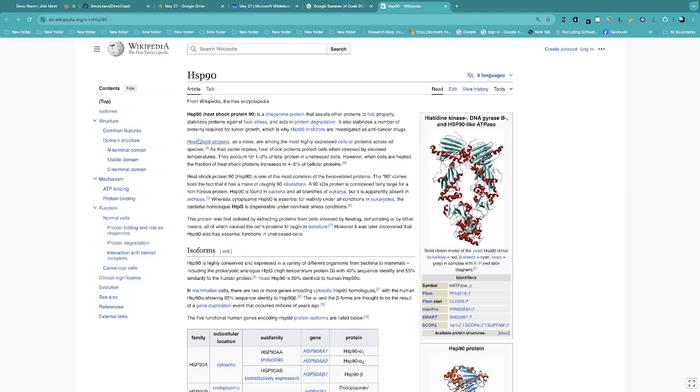This basically talks about heat shock proteins. There's a class of these kinds of proteins. They're the most highly expressed cellular proteins across all species. And they account for 1 to 2% of total protein in unstressed cells. However, when cells are heated, the fraction of heat shock proteins increases to 4 to 6% of cellular proteins. So you can see that if you induce this heat shock, you get a lot more of these types of proteins.